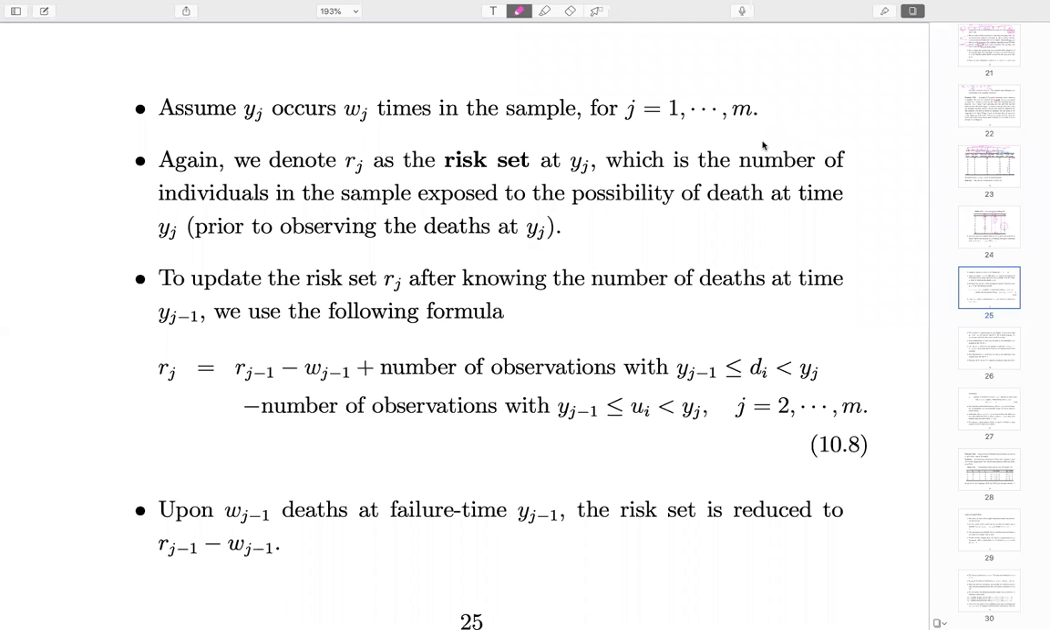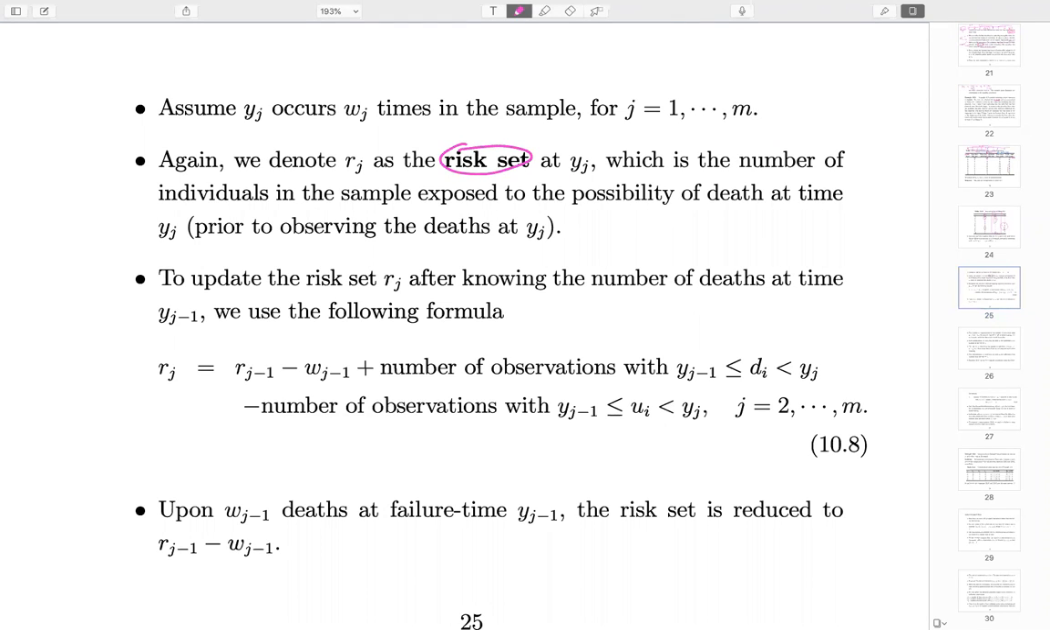Okay, we are almost done with chapter 10. We only have one remaining task to do. That is to calculate the risk set when the data are incomplete. So when we have complete data, calculating the risk set is actually a very easy job. But for incomplete data, things are slightly more complicated.